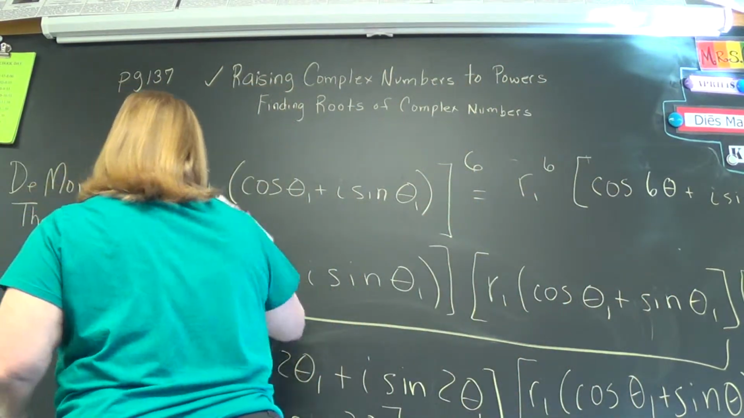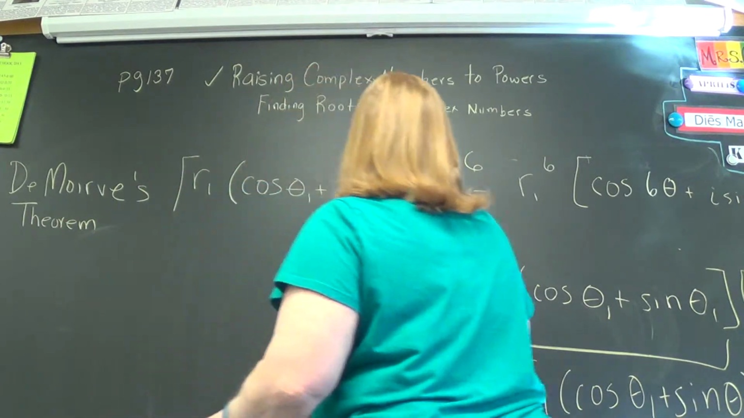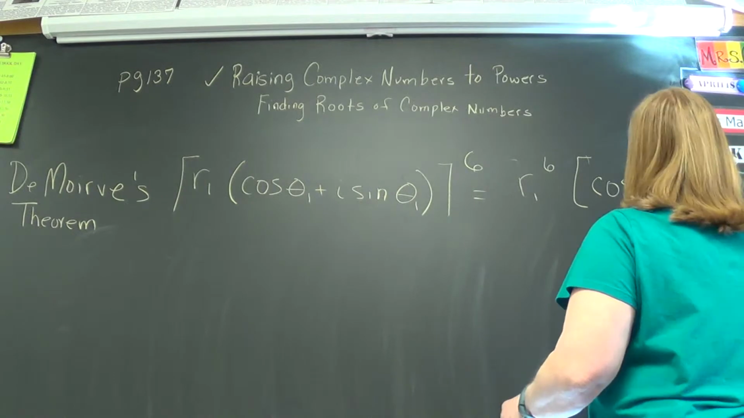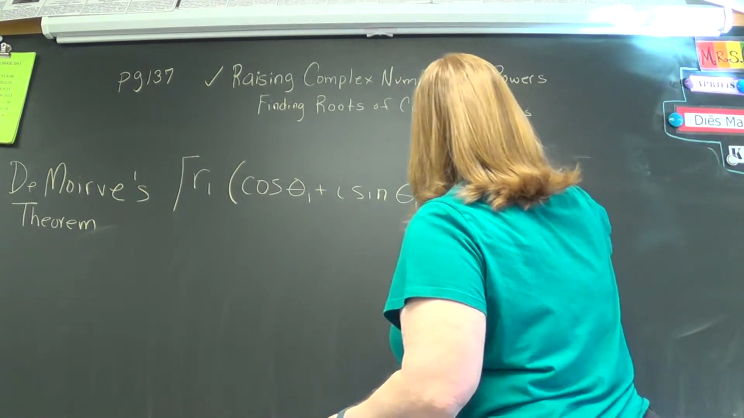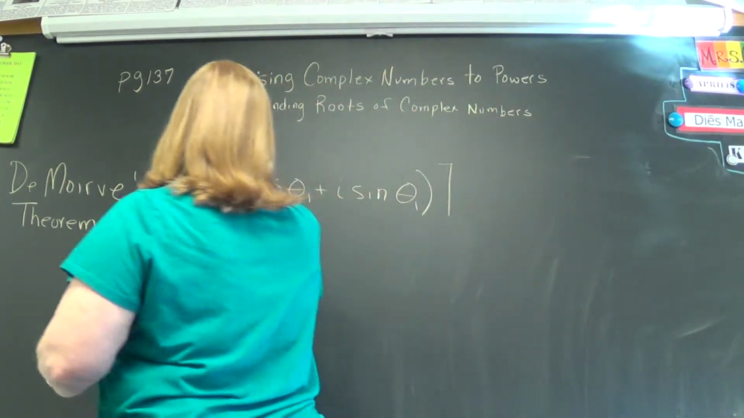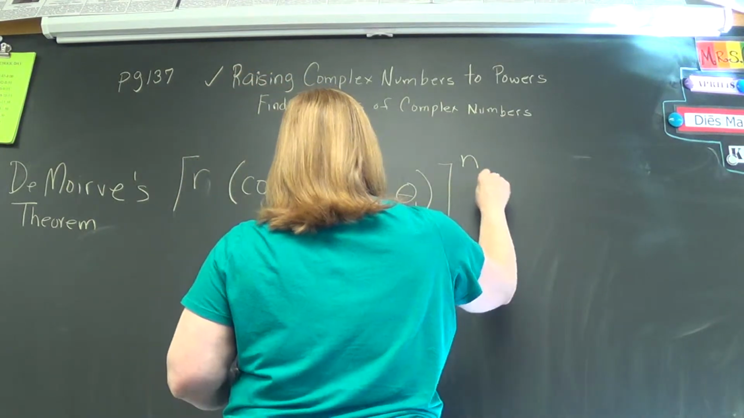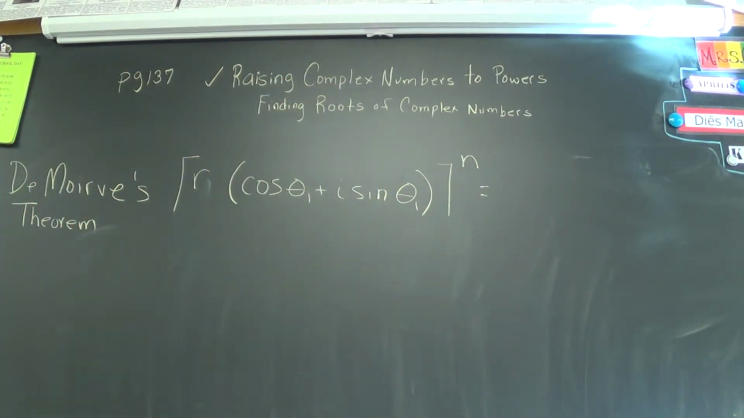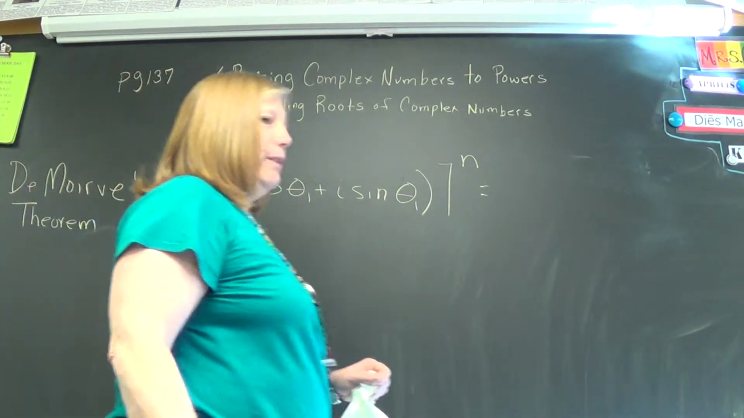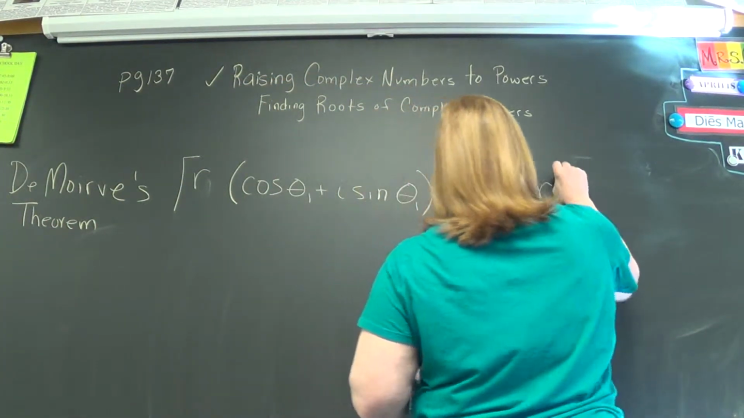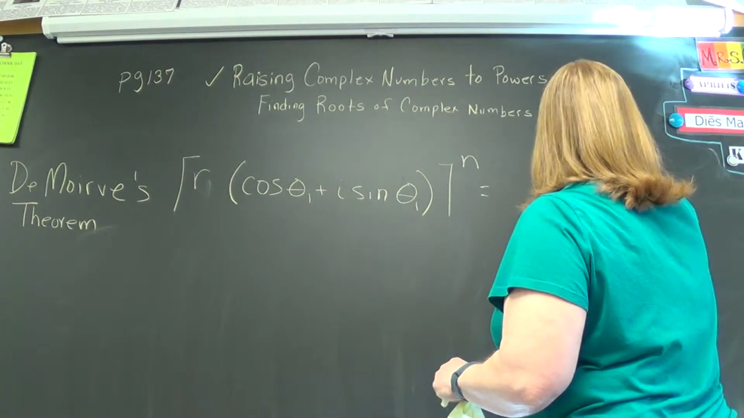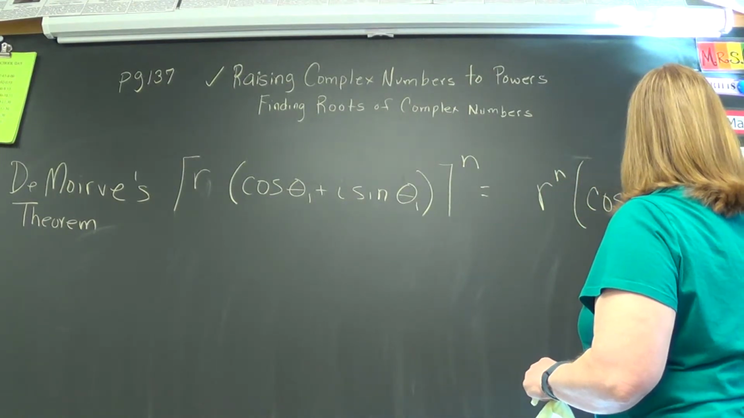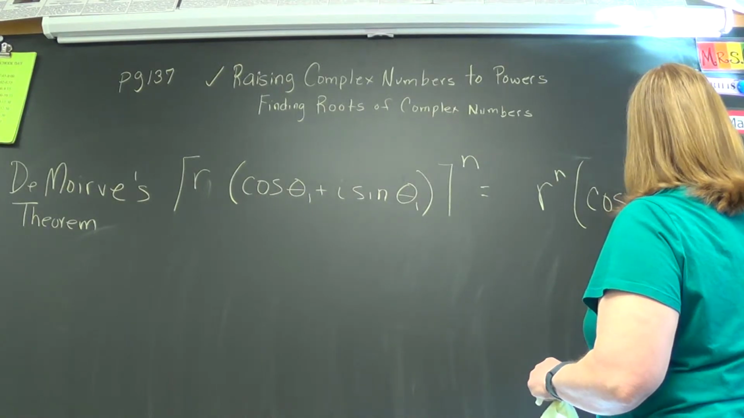All right, let me write it out in its glory. So I can just call that R. Here's what Demoivre said. You take a complex number in trig form, and you raise it to the n. All you have to do is take the number out in front, raise it to the n, and take the angle and multiply it times the n.